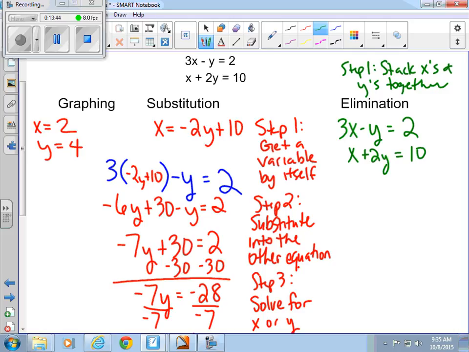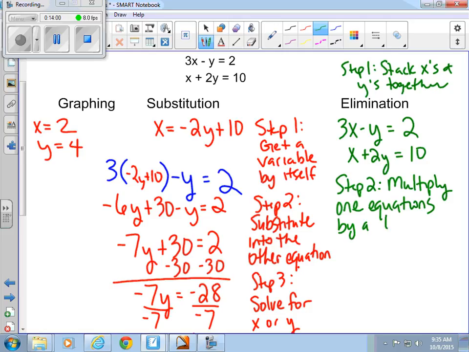Step 2, multiply one of the equations, or both, by a number to get a variable to eliminate. So after you have time to write that down, I'll show you what that means.